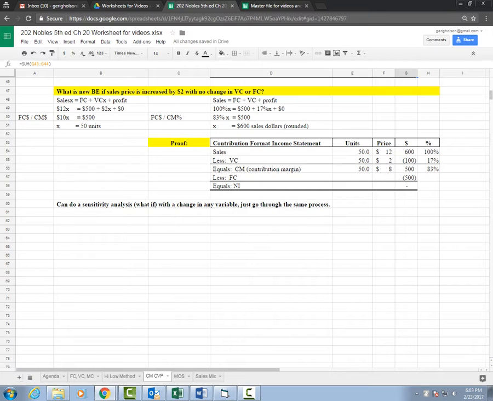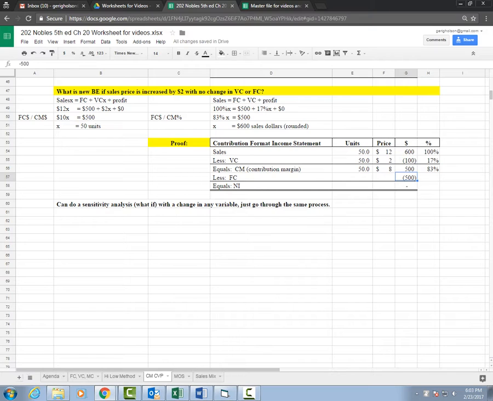So you're going to do a sensitivity analysis, and you can change any variable in this formula. You can change the sales price, you can change the number of units, you can change the variable cost, you can change the fixed cost. Any of those variables can be changed. So I'm just going to show you an example with one variable. Alright, what is the new break-even if the sales price is increased by $2, but we have no change in variable cost or fixed cost?